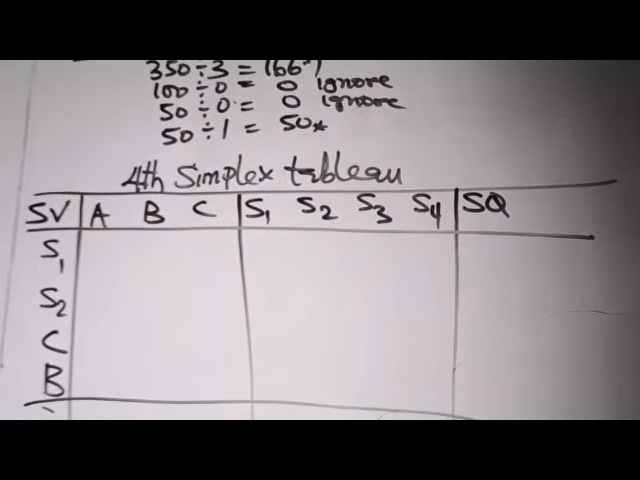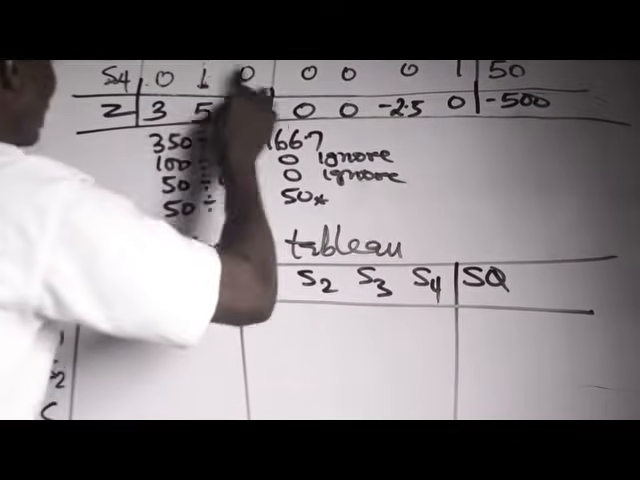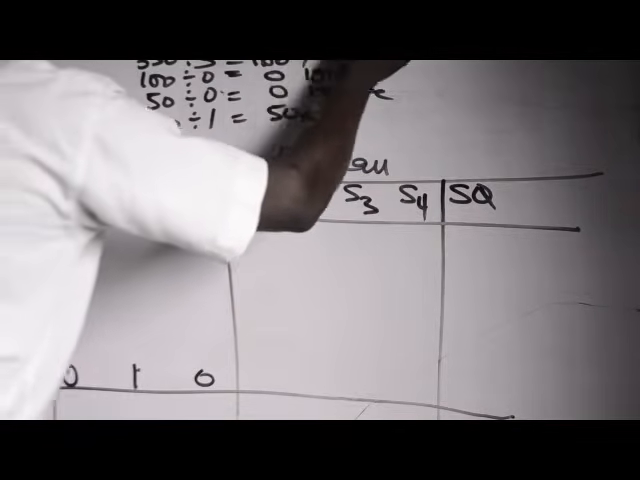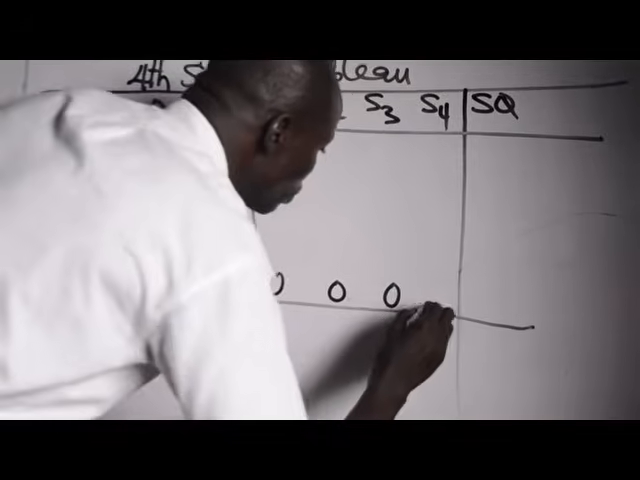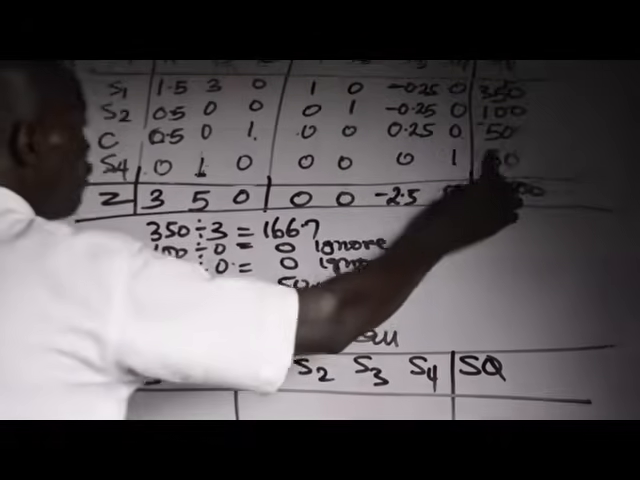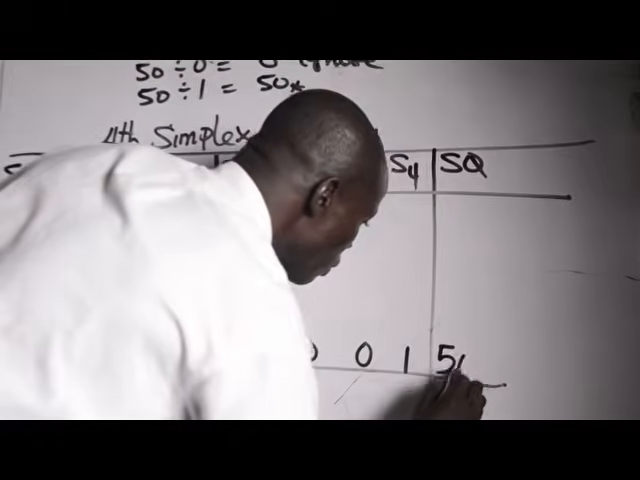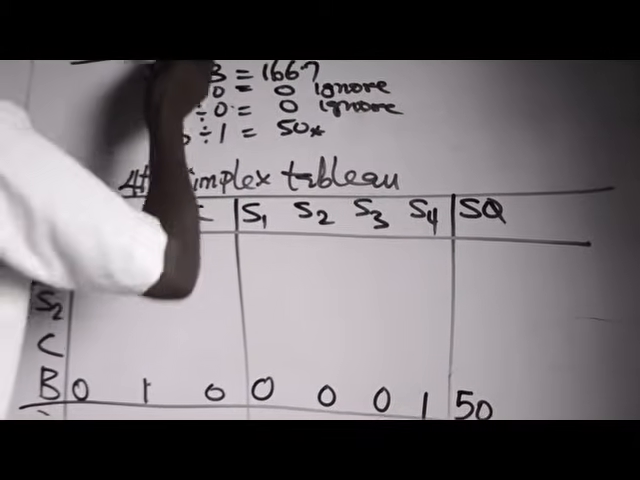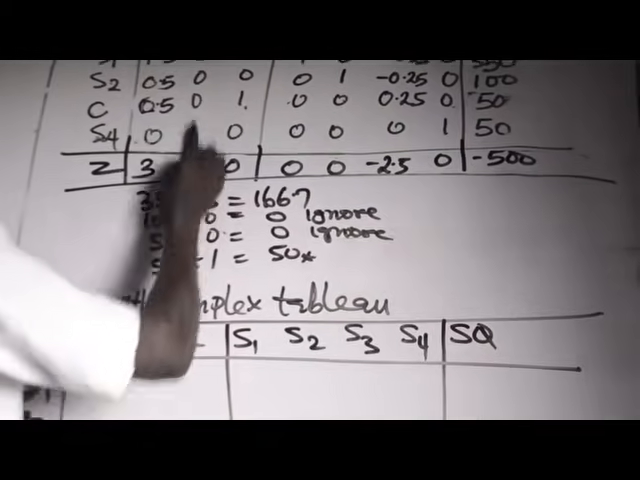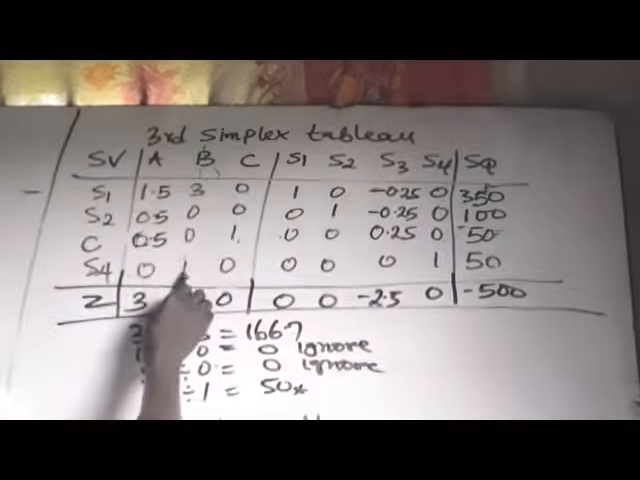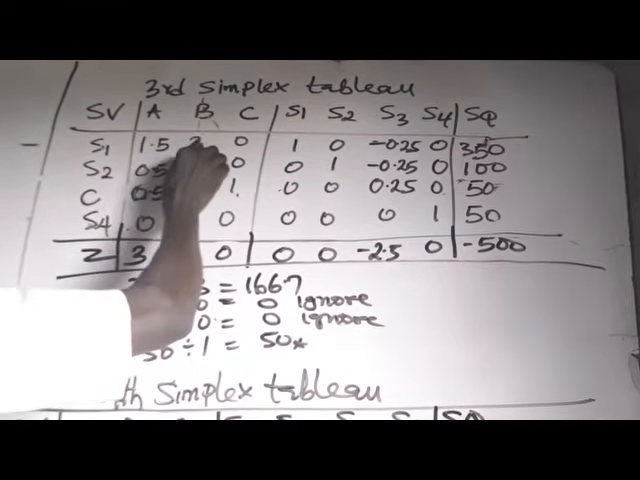So now what will be the pivot column? Since this is 1, that means this will remain unchanged. 0, 1, 0, 0, 1, 0, 0, 0, 0, 1, 0, 0, 0, 1, then we have 50. Now, our target is to turn everything in this column to 0, except this one. So this one, we want it to be 0.